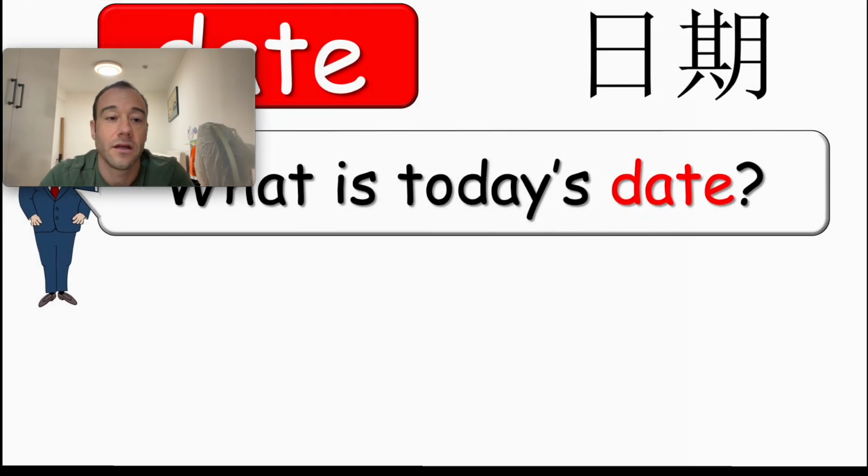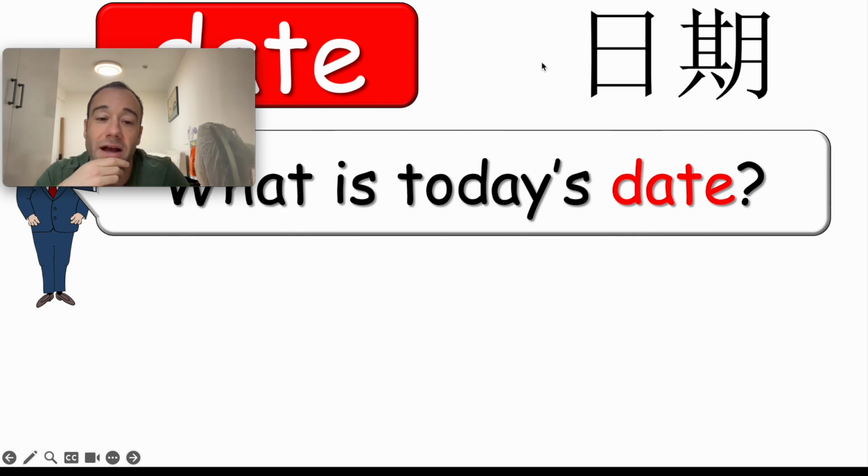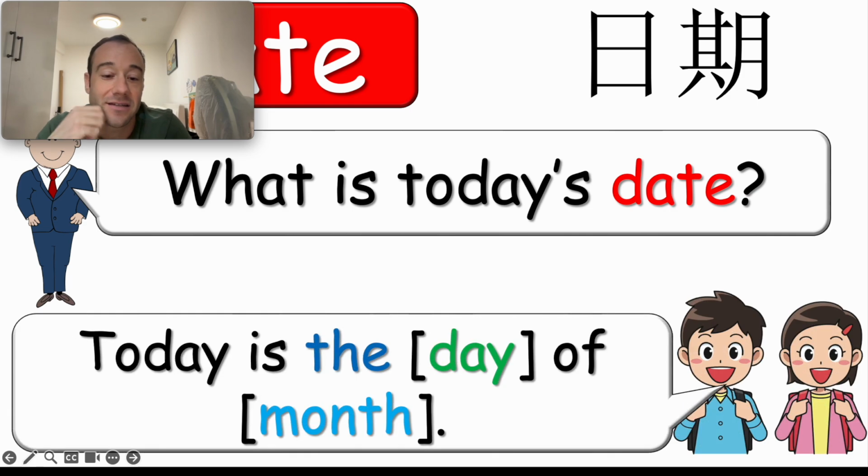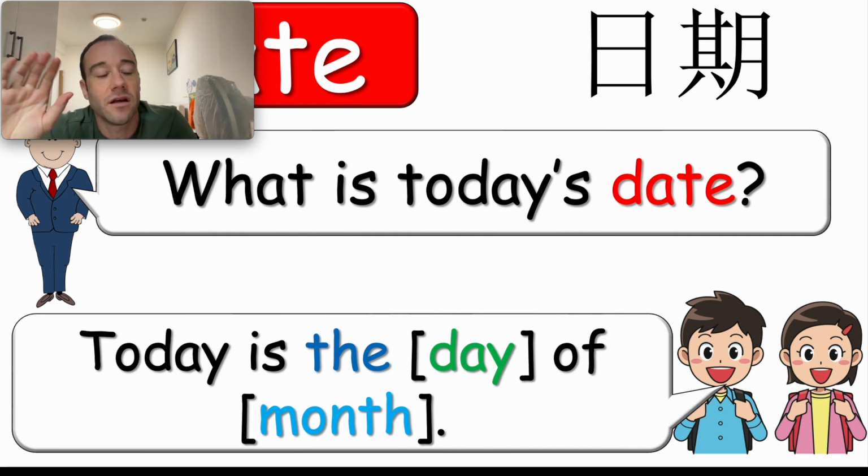Okay, and then of course we're going to review how to say the date. So what is today's date? Today's date is, and then you say. So today is the 24th of January. That is today's date. And then after that, after you teach this to them, you can take this slide and put it in all of your future lessons for the rest of the semester, and then have them tell you the date.